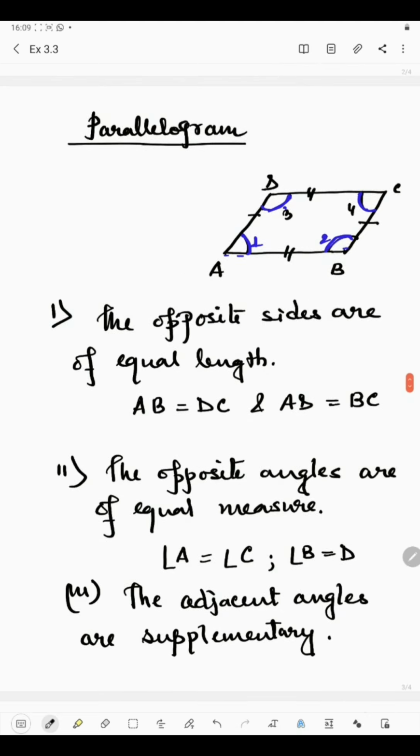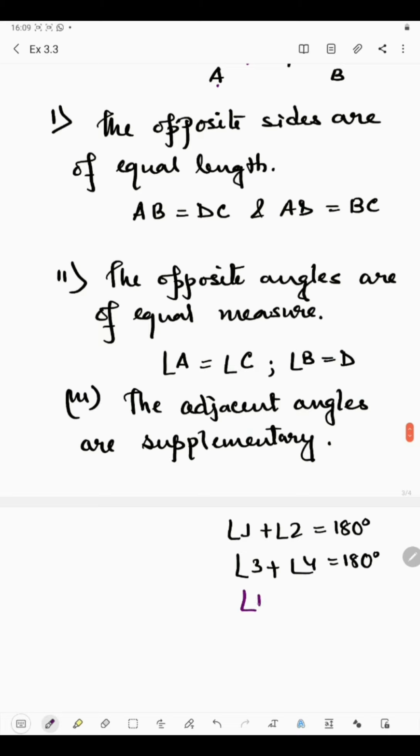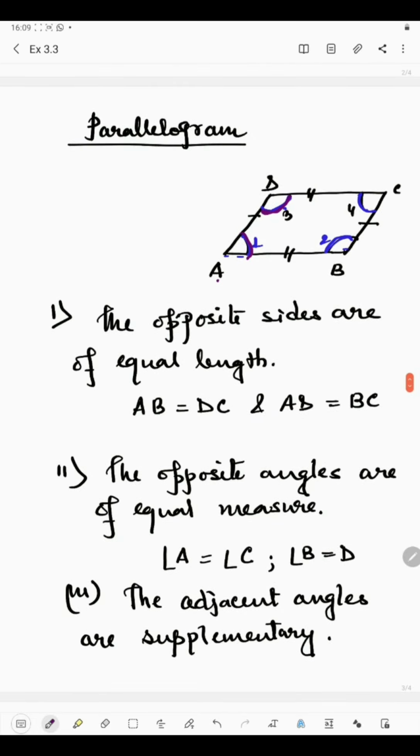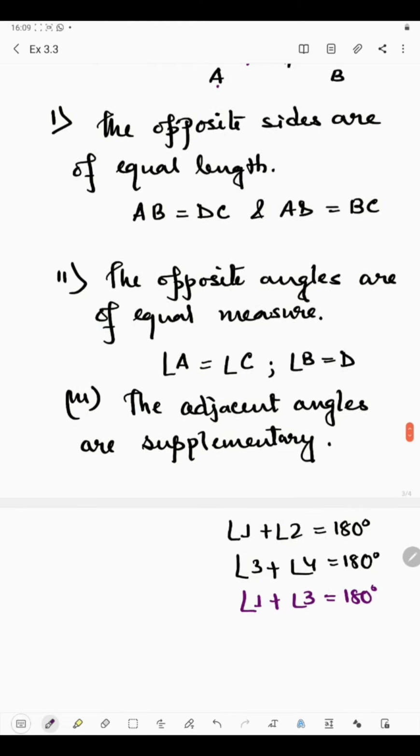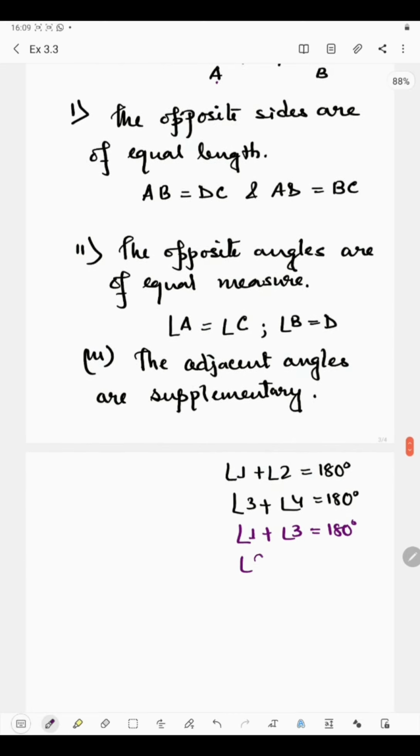And angle 1 and 3, these two are also adjacent, isn't it? These two, angle A and angle D, are also adjacent. So angle 1 and 3 also make 180 degrees. Similarly, angle B and angle C also make 180 degrees. That means this is angle 2 and angle 4. So these are adjacent angles, and the sum of adjacent angles makes 180 degrees. The adjacent angles are supplementary in a parallelogram.